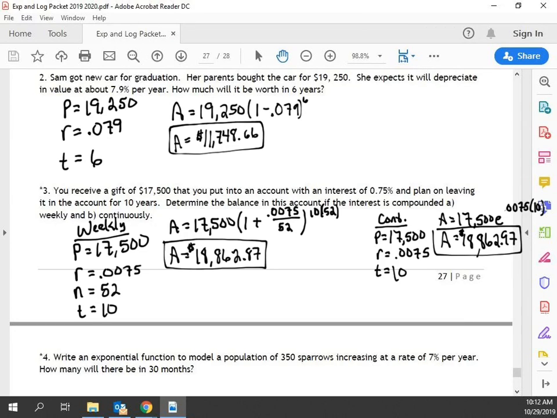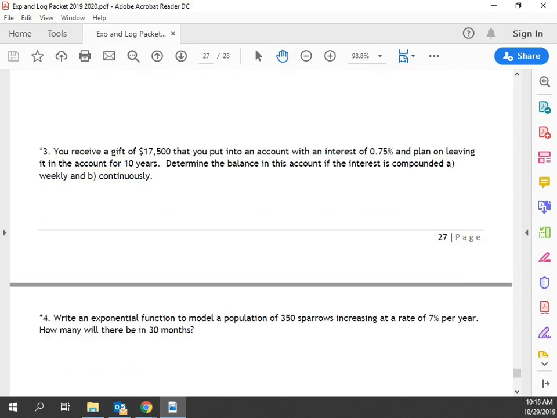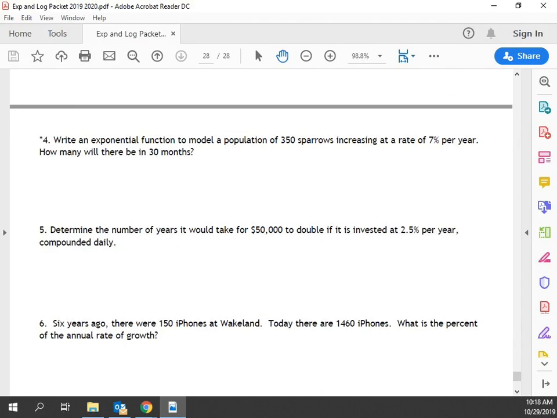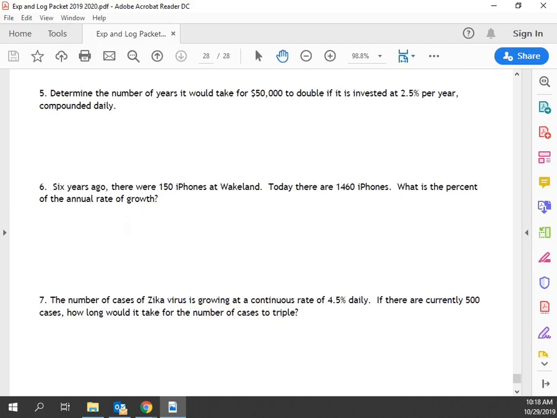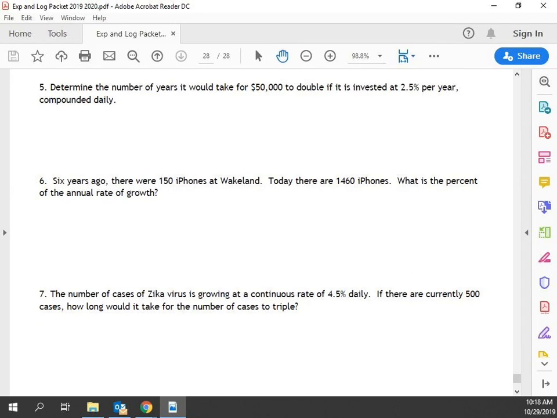Pretty straightforward on these first few problems. However, it can get a little bit complicated in the fact that we need to sometimes solve for time. Okay? So let's go ahead and see if I can jump to a problem. Number 5. Perfect. Number 5 is a good one we can look at, okay? Number 5 says, determine the number of years it would take for $50,000 to double if the investment is at 2.5% per year compounded daily.